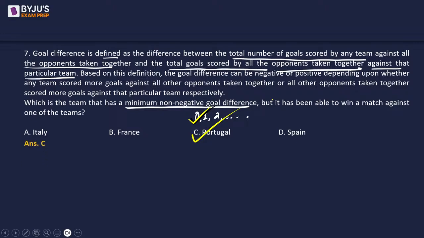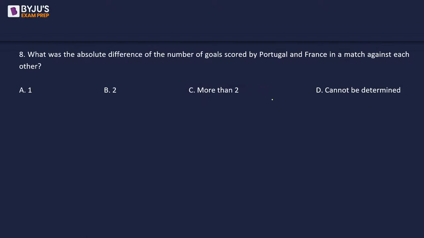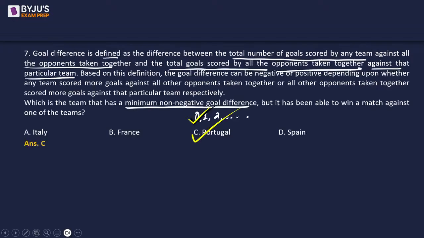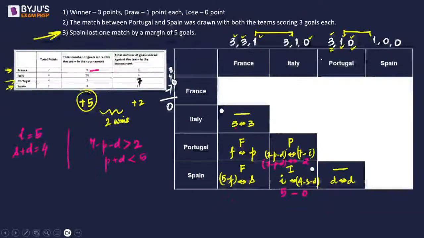ठीक है. Next question. What was the absolute difference of the number of goals scored by Portugal and France in a match against each other? Portugal and France का जो मैच था उसके बारे में हमें बात करनी है and we need to find out absolute difference of the number of goals. So Portugal and France, as in we are talking about this particular match, right?